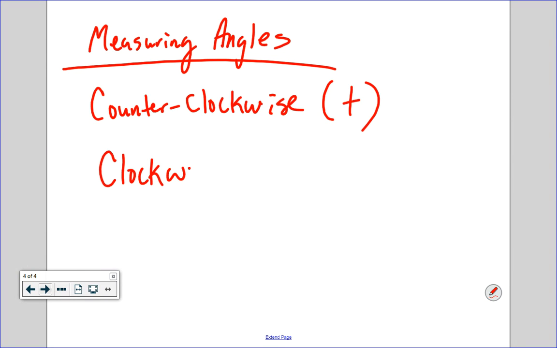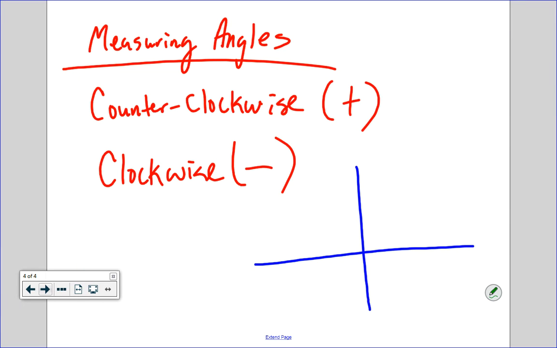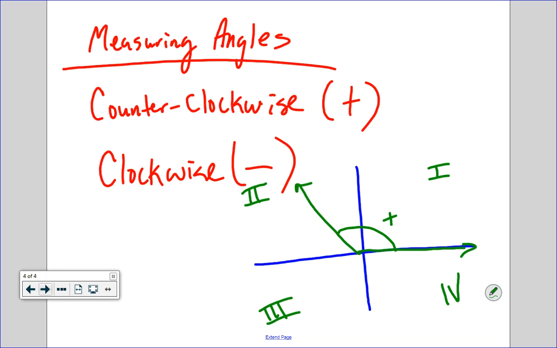When we're measuring angles, if an angle opens counterclockwise, so from its initial side to its terminal side, that is a positive angle. If the measure is clockwise, we consider that a negative angle. That all comes back to our four quadrants, assuming our initial side is on the x-axis. So this here would be a positive or a negative angle? Counterclockwise. Positive, because this is quadrant 1, quadrant 2, quadrant 3, quadrant 4. It's measured counterclockwise, so theta here is positive.